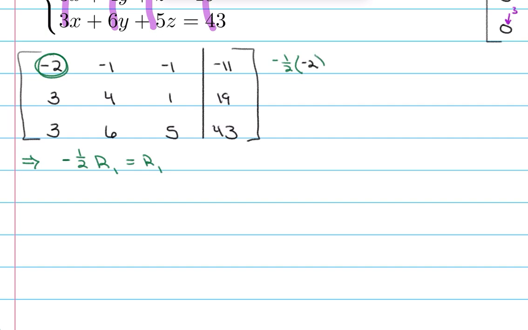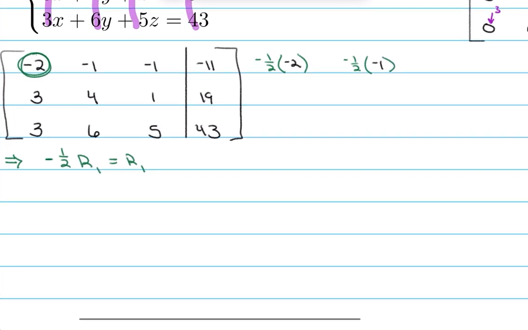And then the next column, -1/2 times -1. And this is a row operation, so we're doing this in the row. And then we're going to have -1/2 times -1 again. And then we're going to do -1/2 times the -11. If you get fractions or decimals, don't freak out. That's perfectly acceptable. I recommend you keep it as fractions just so you're not having to write a whole bunch of decimals, but up to you.